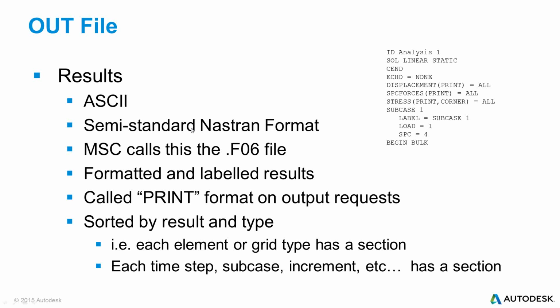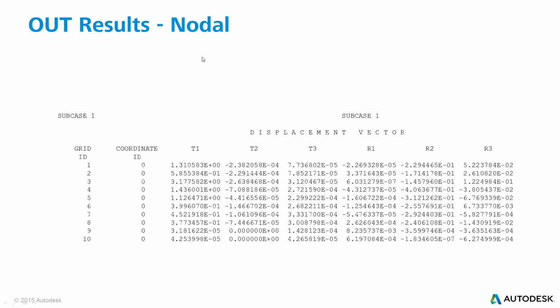And again, the format we're using is a relatively standard Nastran format. So if you have something that reads F06 files, it'll probably work with an Autodesk Nastran out file. Just got to change the name of it. The results, here's sort of a sample. This is a nodal result. This is a displacement vector.